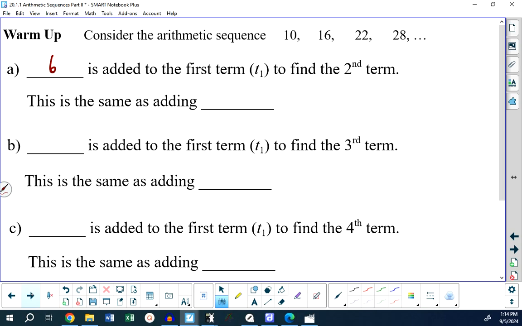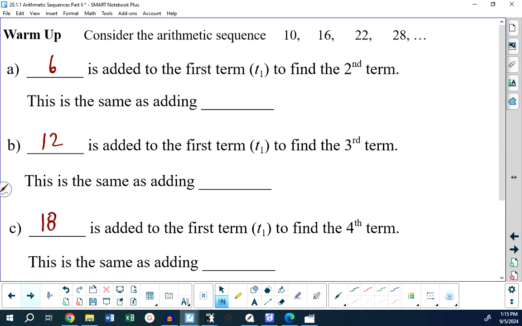And let's walk away from A for a second. I know there's another blank there, but let's do the same thing for B. What is it you would add to the first term to get the third term? So I'm asking you to compare the two numbers, 10 and 22. And the answer is you add 12 to the first term to get the third term. And if I say, what do you add to the first term to get the fourth term? You can look at the first term of 10 and the fourth term of 28 and say, well, that's 18.